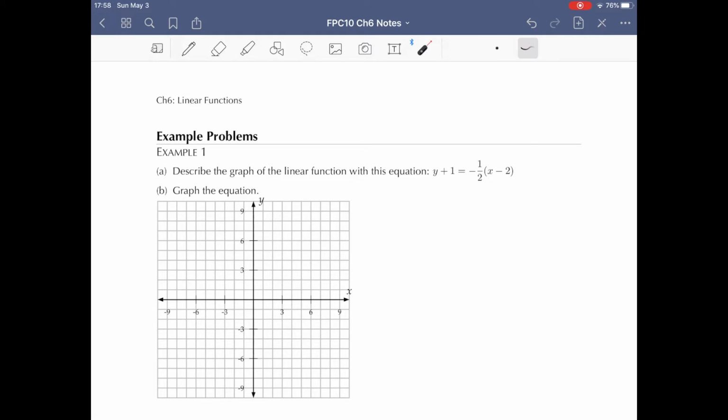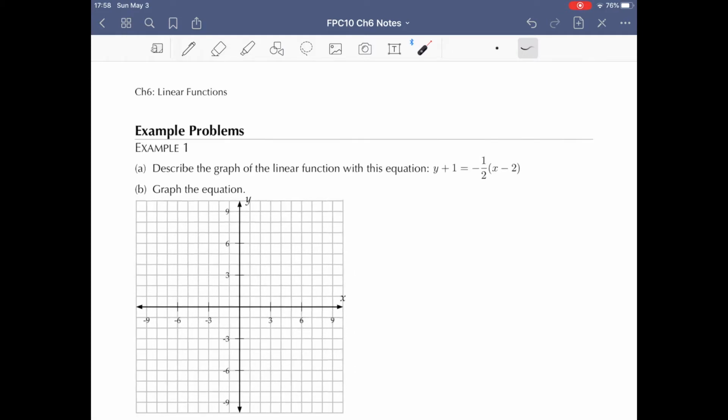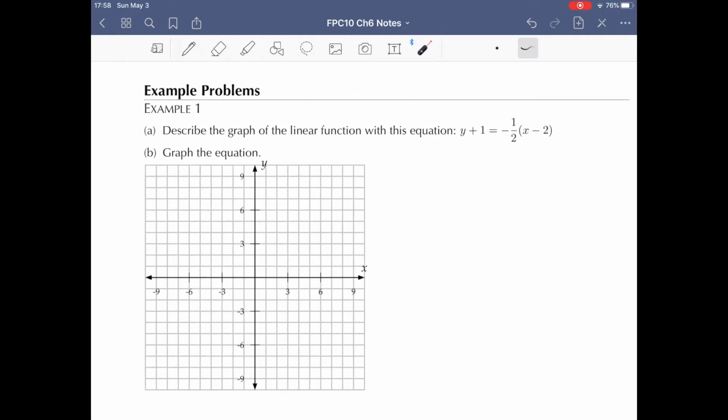Example 1. Describe the graph of a linear function with this equation: y plus 1 equals negative 1/2 times x minus 2, and graph the equation. Well, I'm going to be honest, we're going to graph this equation pretty quick. But first, let's identify the slope. Slope is just this number, negative 1/2.